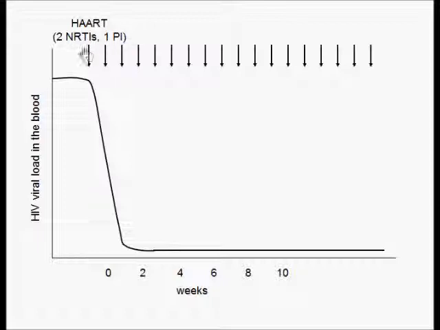We already talked about NRTIs, right? These are the things that are targeting RT, or reverse transcriptase, and they're inhibitors. So nucleoside reverse transcriptase inhibitors. A PI is a protease inhibitor, like we saw on the slide before.